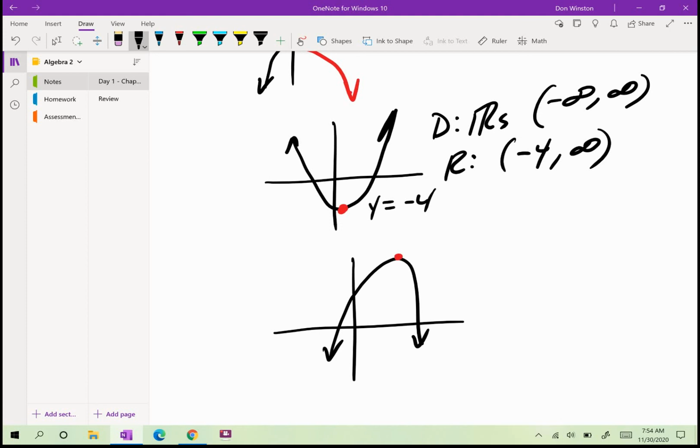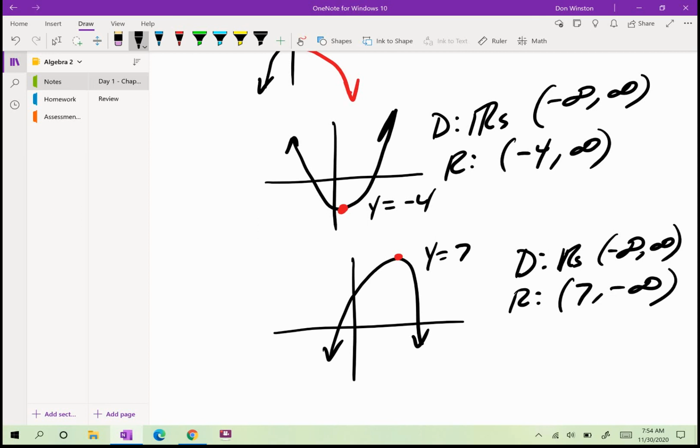Let's say that y value was y is equal to 7. The domain will still be all real numbers, from negative infinity to infinity, but the range would go from negative infinity to 7. And I should close that, because that would be closed at 7 and this would be closed at -4. So just to review domain and range with you.